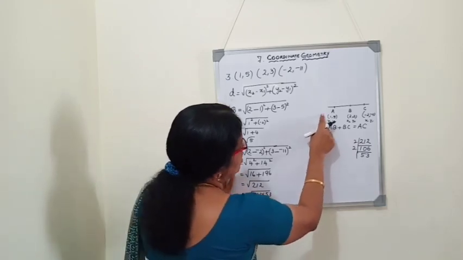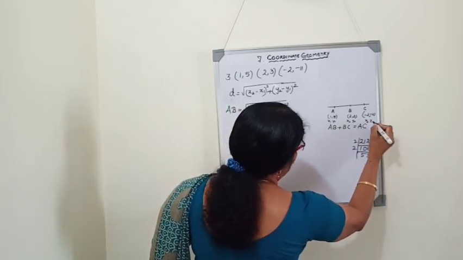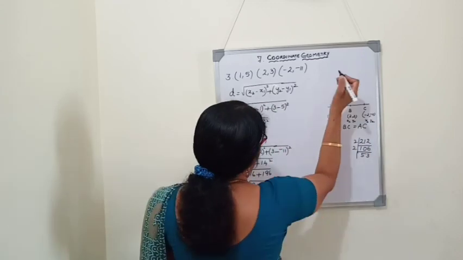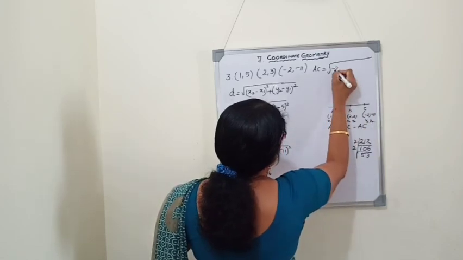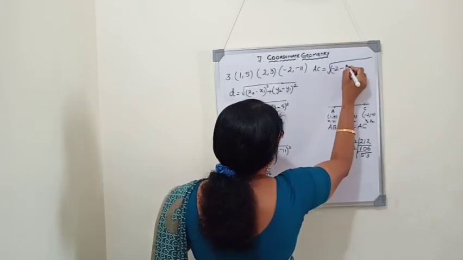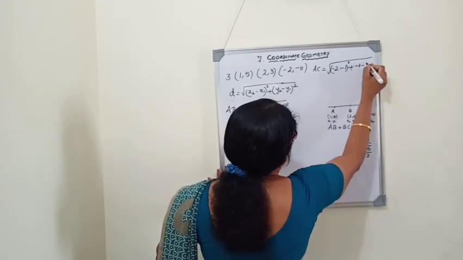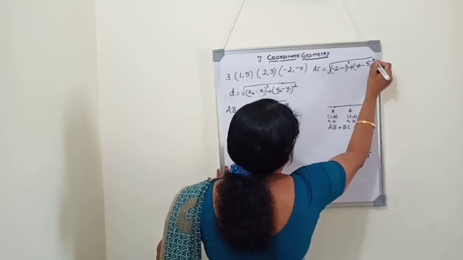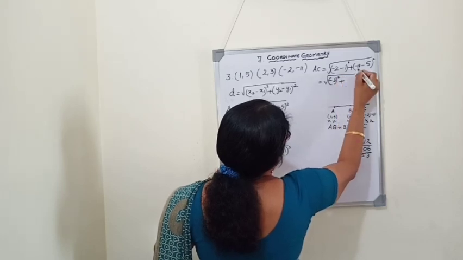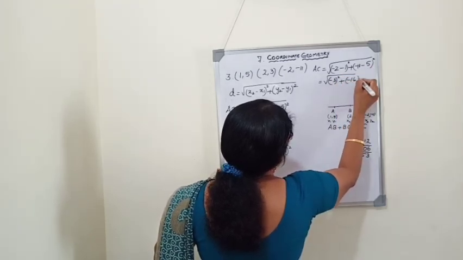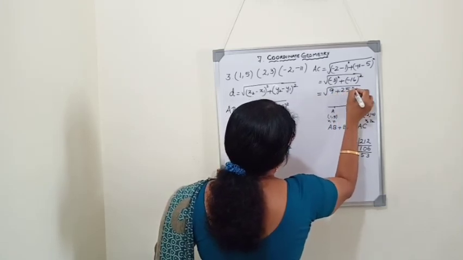Now we will find the distance between A and C. We will take this as x1, y1 and this as x2, y2. So AC equals square root of (x2 minus x1) the whole square plus (y2 minus y1) the whole square, equals square root of minus 3 square plus (minus 11 minus 5, which becomes minus 16) the whole square, equals square root of 9 plus 256.